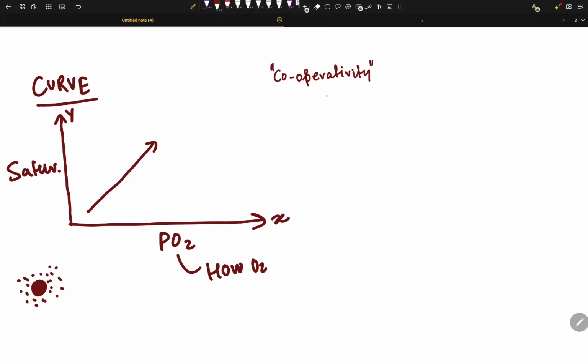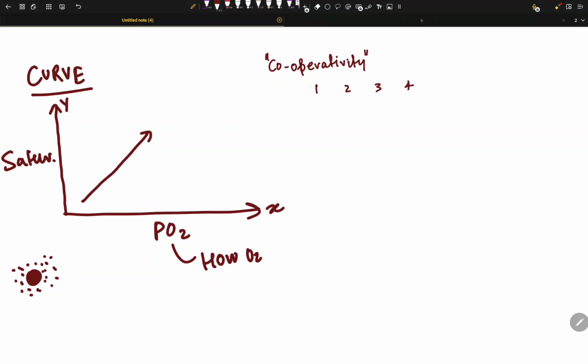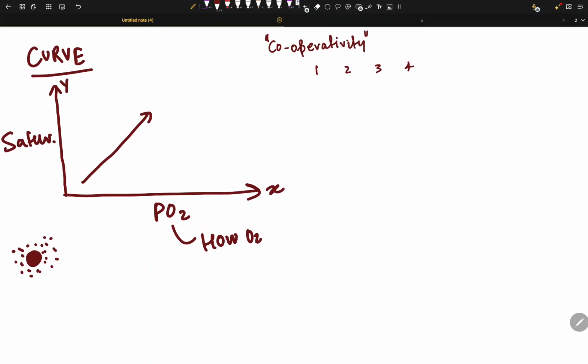Imagine we have 4 friends. Friend number 1, friend number 2, friend number 3, and friend number 4. The first friend enters the room, and later on we find out that nobody else, like number 2 or number 3 or number 4, wants to enter that room. It's very difficult for them to enter. But after one enters, the other follows easily.